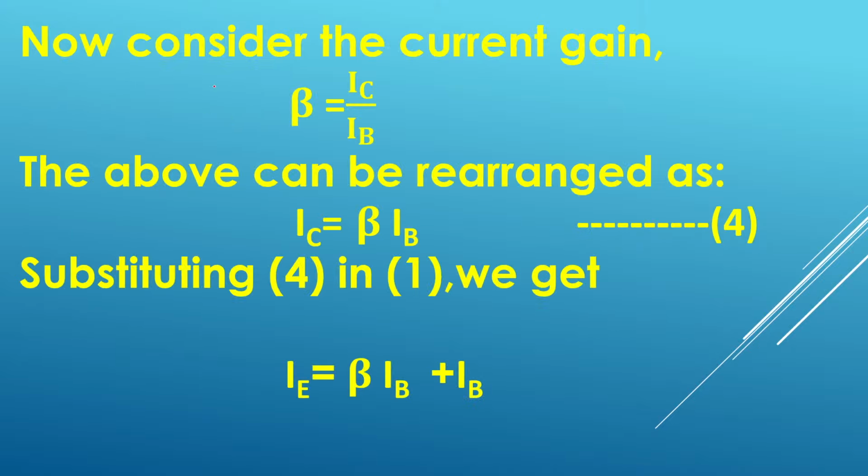So now let us consider one more current gain, that is common emitter current gain. What is it? Common emitter current gain is beta equal to IC by IB. Now you can rearrange this expression. And what do you get? IC is equal to beta into IB. So beta equal to IC by IB, that you can rewrite and rearrange the terms and you will get IC equal to beta into IB.